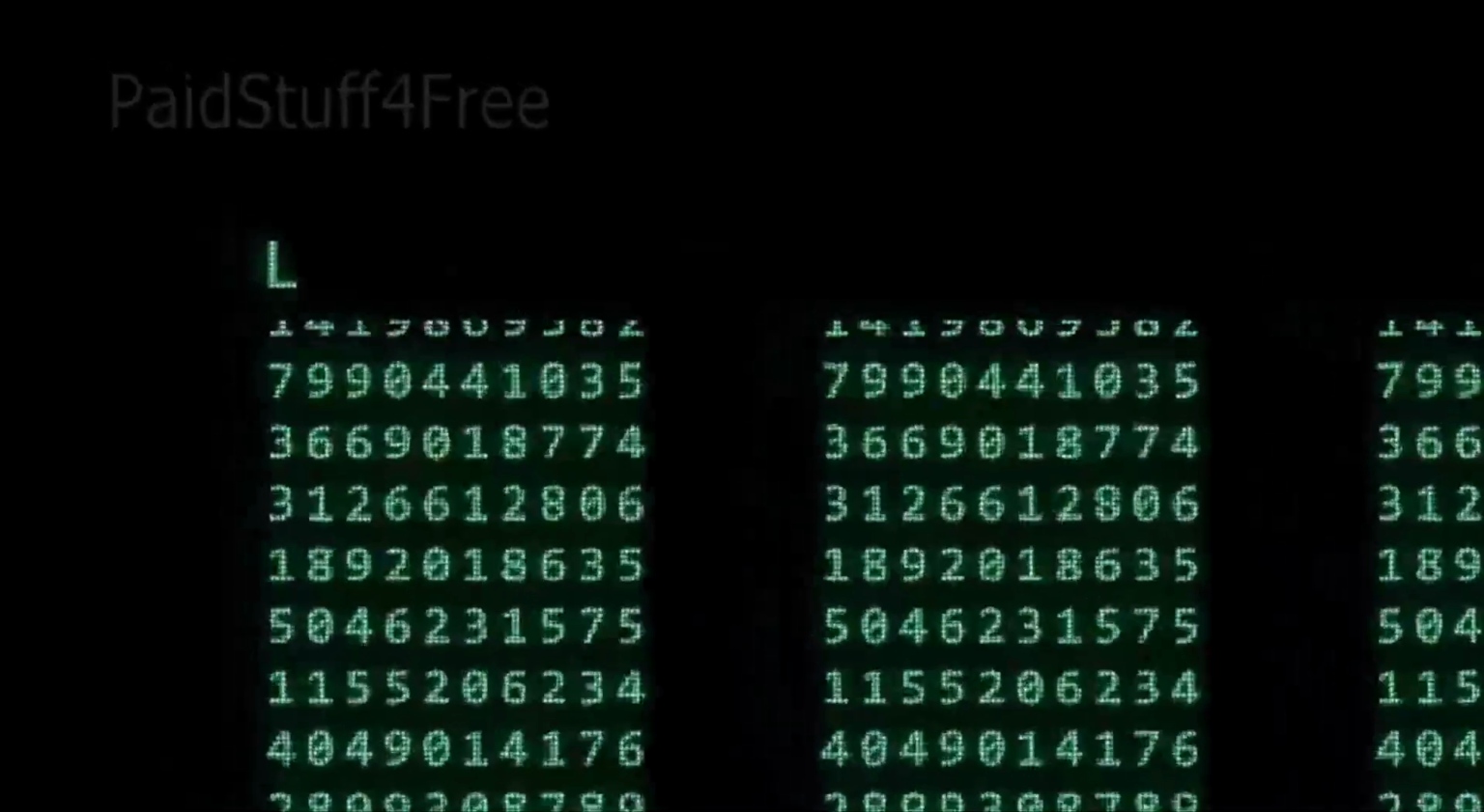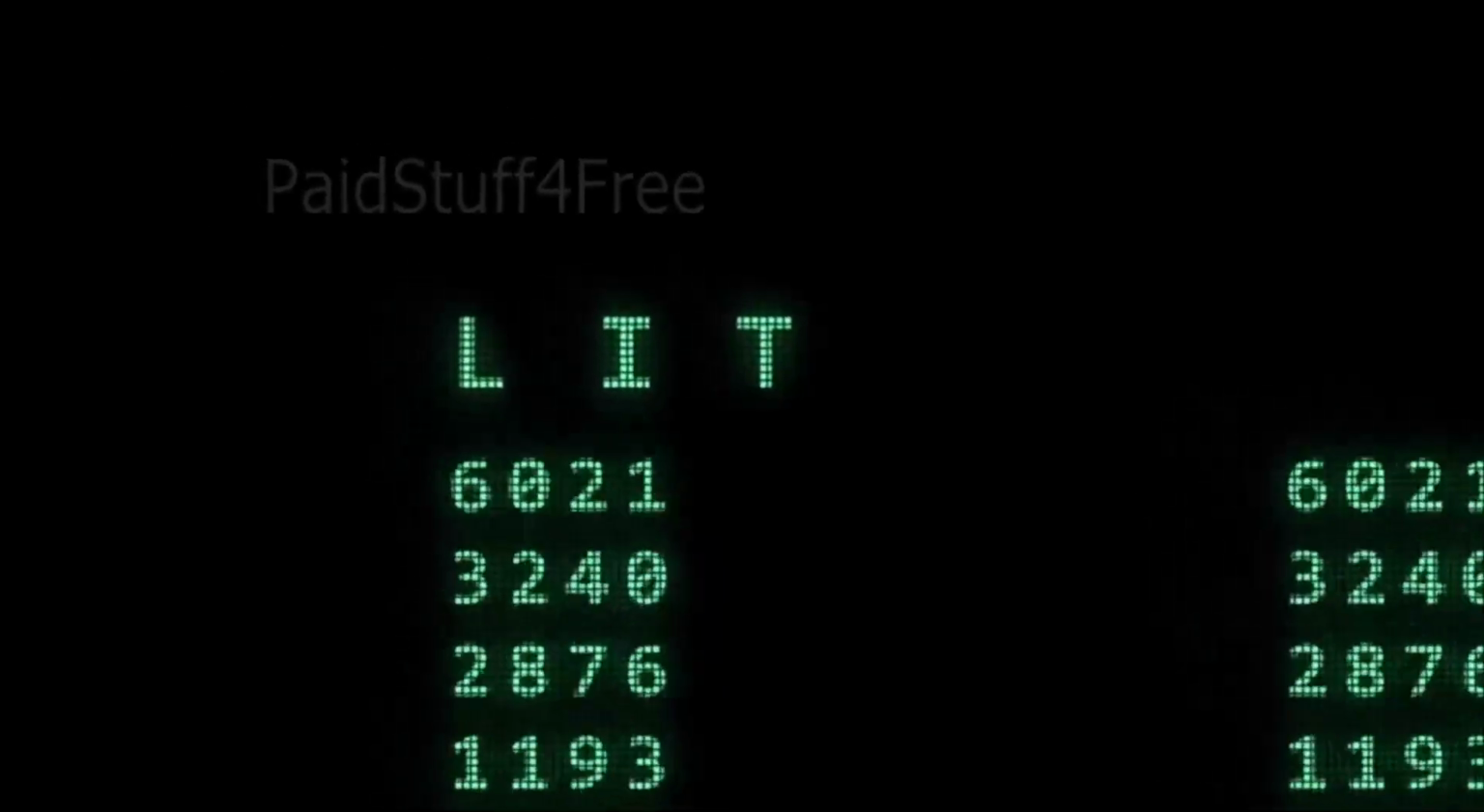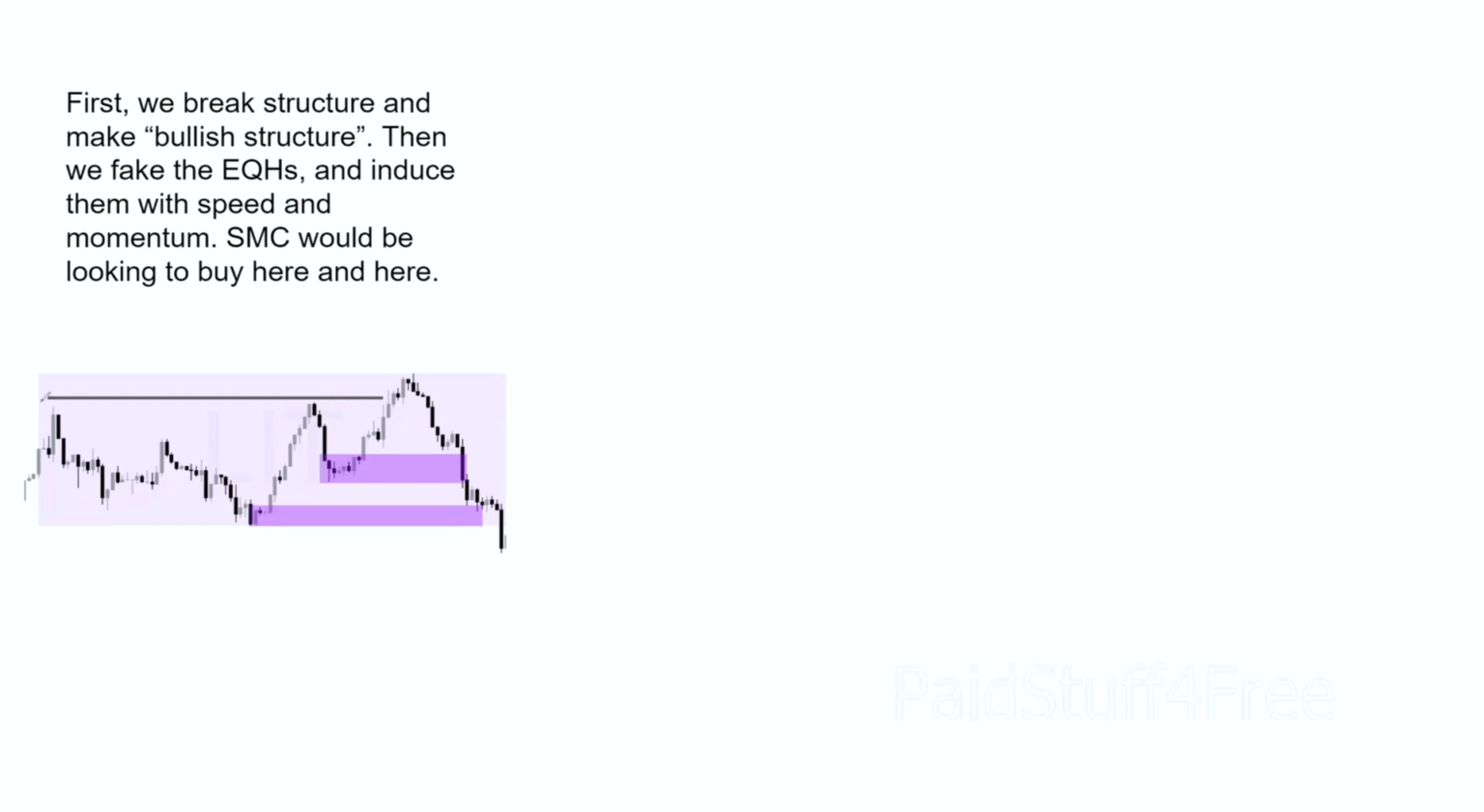Alright, so let's jump into a lovely example. Obviously, M5, as always, that's always where you want to start off. Asia range. Okay, so let's bring a little bit of clarity. First, what do we see?